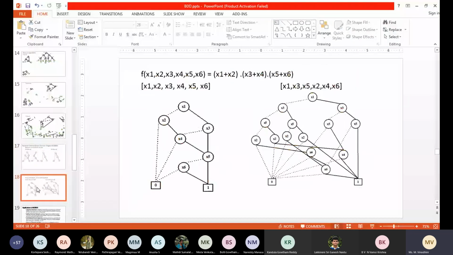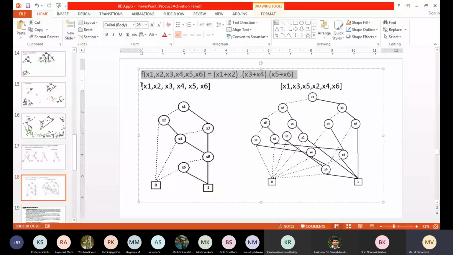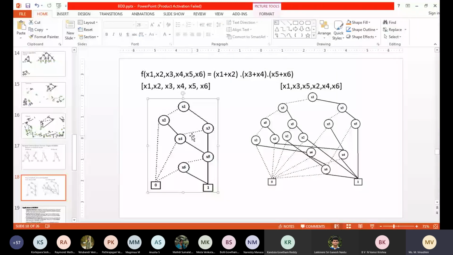See here, x1, x2, x3, x4, x5, x6. There are totally 6 variables in this function. Let me draw the reduced binary decision diagram by considering the variables in the same order, the regular order. I told you x1, x2, x3 means consider it as 1, 2, 3 only. So here we have 1 to 6. So let me consider 1, 2, 3, 4, 5, 6. When I consider the order, this is the reduced binary decision diagram I got.